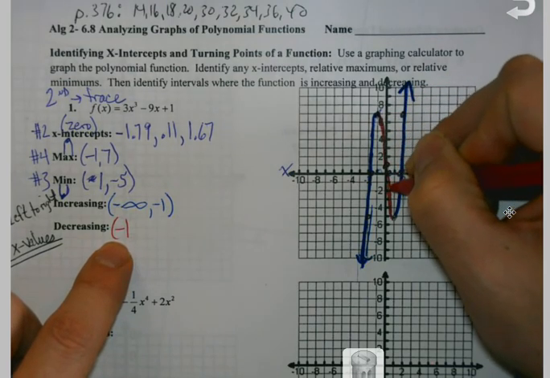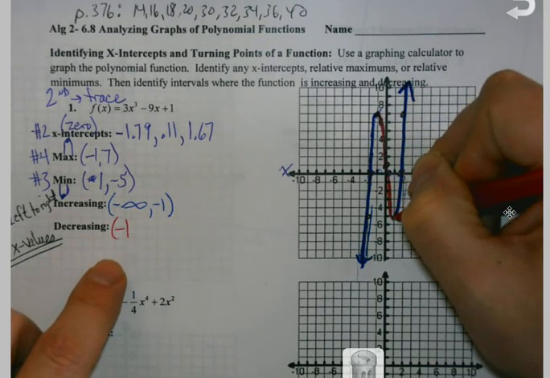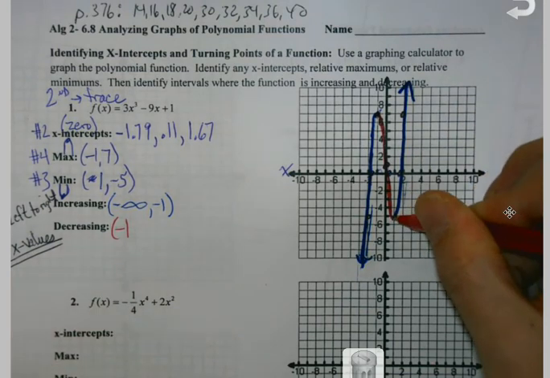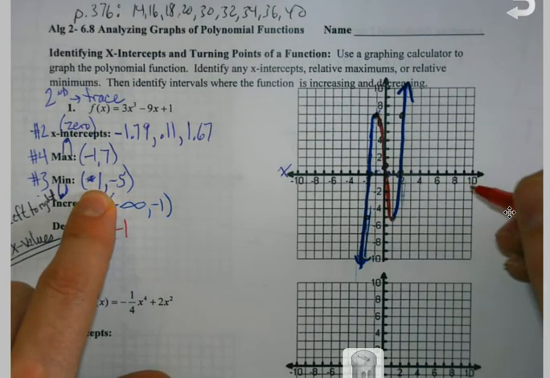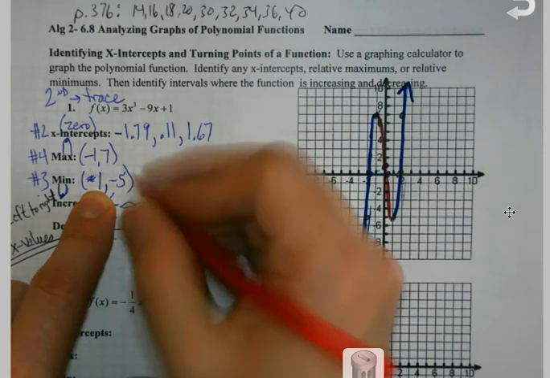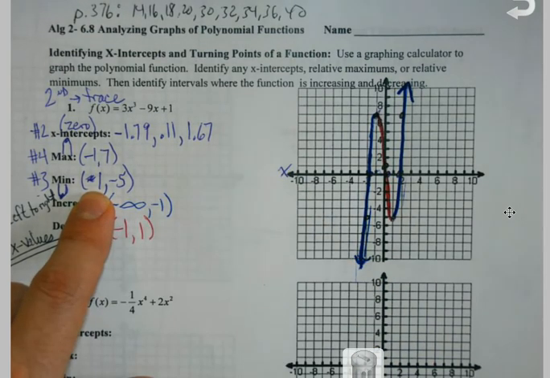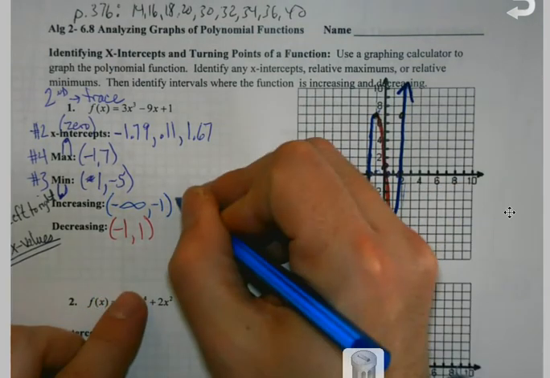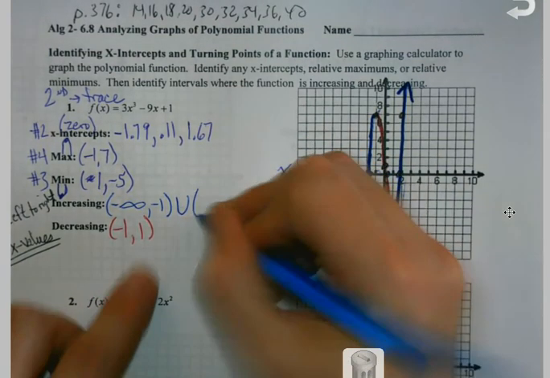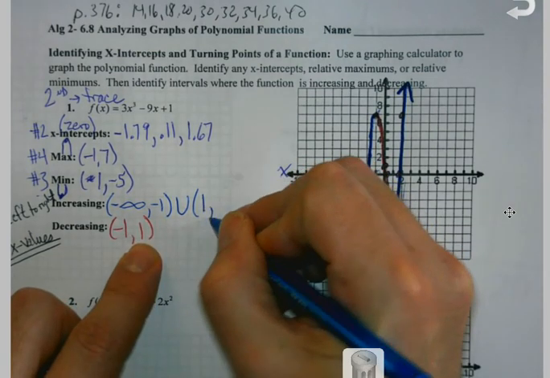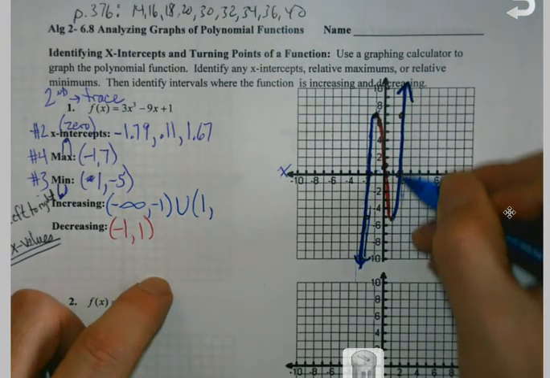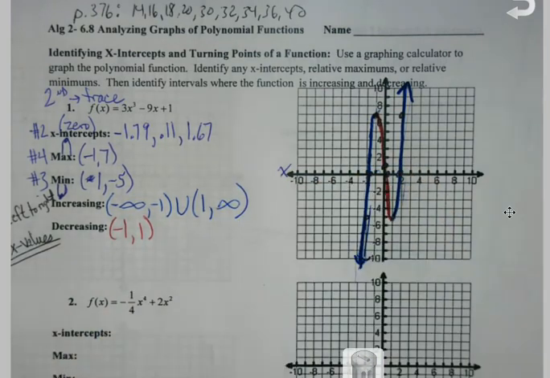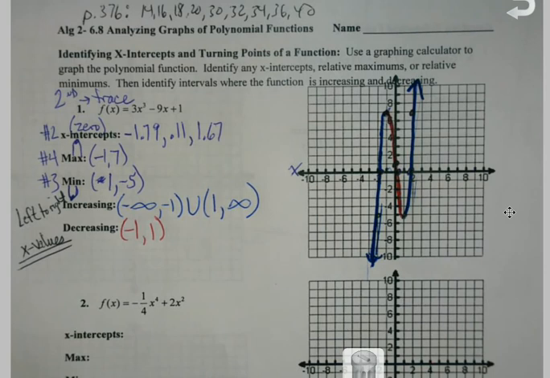And I keep decreasing until I get to here. What's my x value here? 1. It's the x value of my minimum, so I can get it from the point. And then it stops. You're like, okay. But then you're like, crap, it starts increasing again. What do I do? Make a U. I start at the exact same point, 1. And I start heading out forever to infinity. And I'm done. I've explained using interval notation where my graph is increasing in value and where it's decreasing.